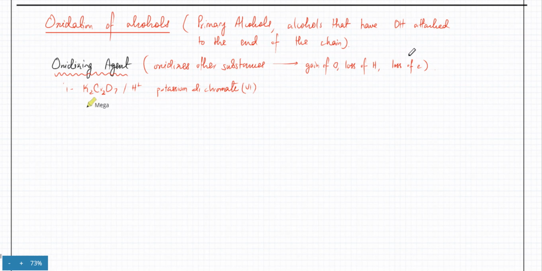plus reflux. Reflux अब बाद में लिखते हैं. Color change, when it reacts, it has a color change which is orange to green. So it has a color change that happens, which is usually orange to green. And then there's a second oxidizing agent, and that's KMF4, acidified. It's known as potassium magnate.